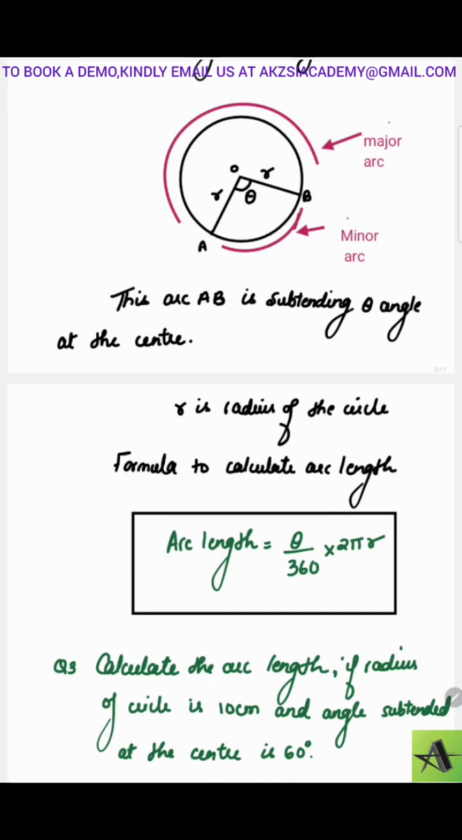Now this is a smaller arc. If this whole arc becomes a circle, your angle will be 360. If I want to calculate the whole circumference of a circle, the arc is your whole circle. And in that case, theta is going to be 360. And if I put 360 here, 360 over 360 into 2 pi r, you'll get the formula to calculate the circumference of a circle. Okay, let me do one question on it.